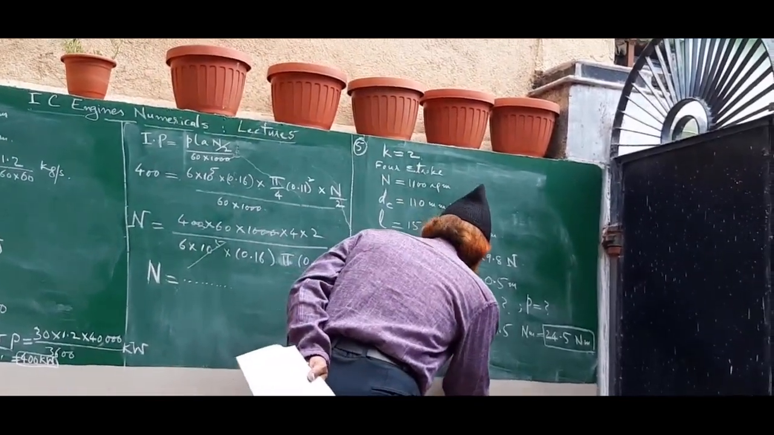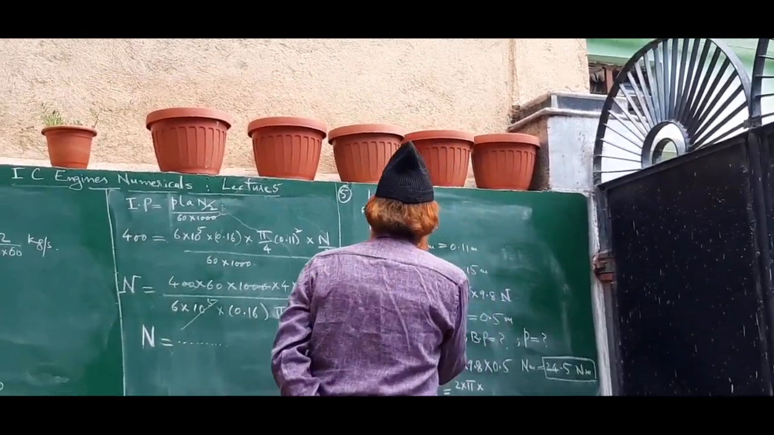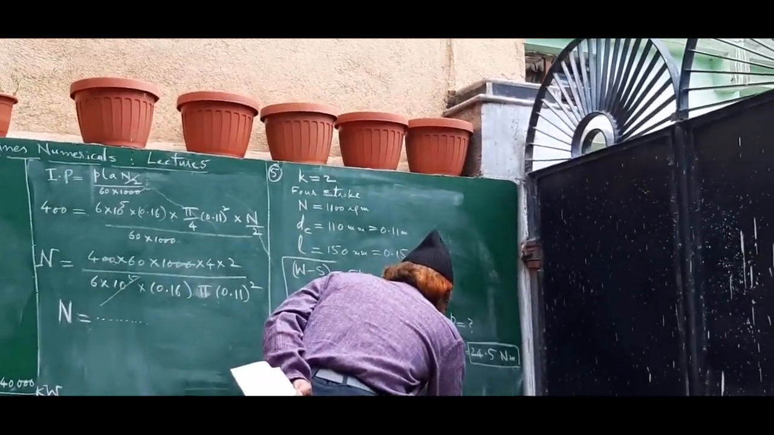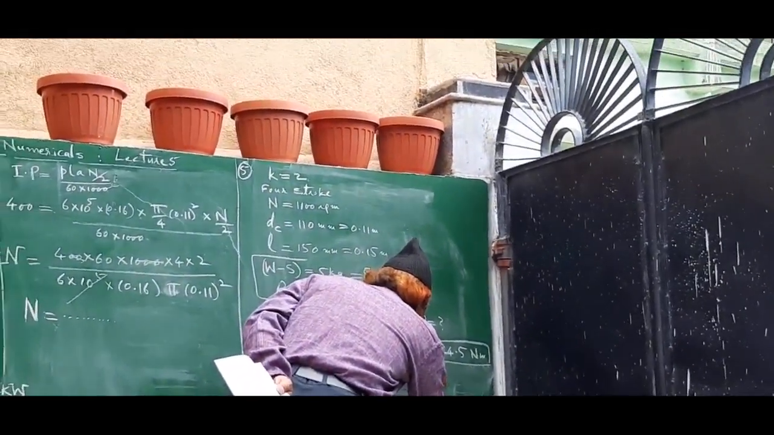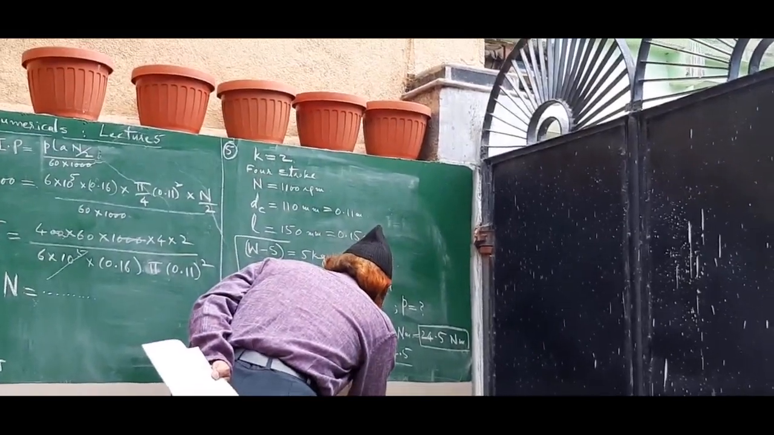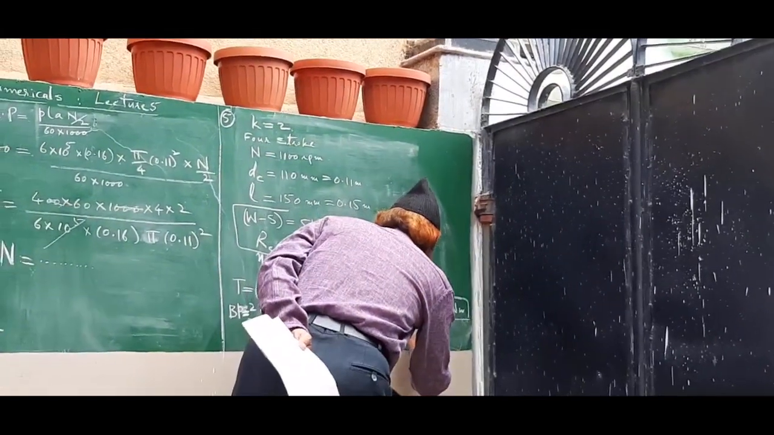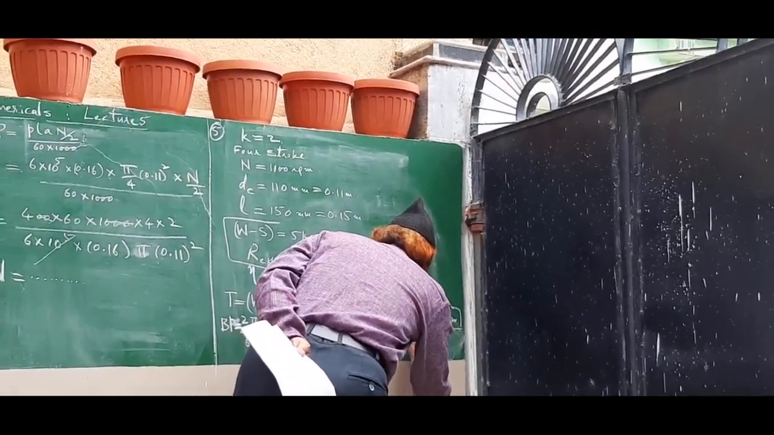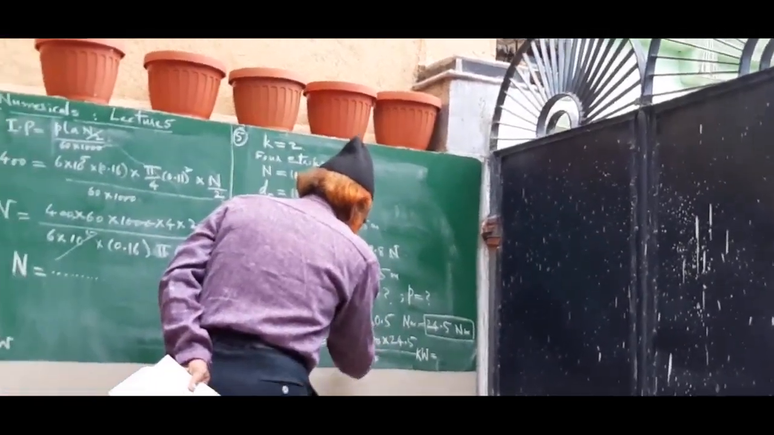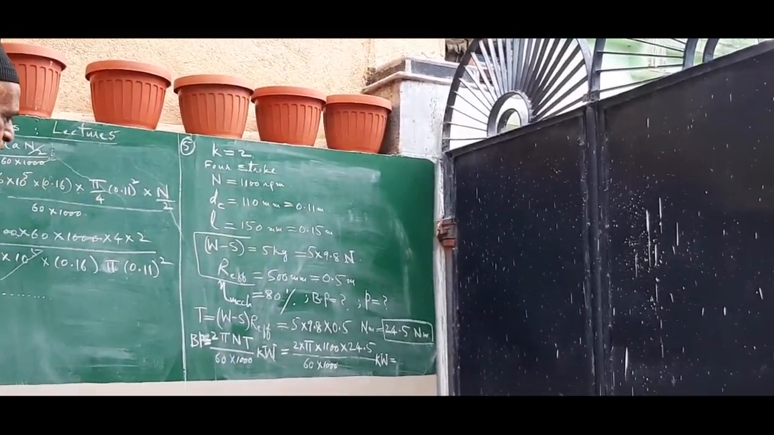Therefore, this we can write 2 into pi into RPM, which is given as 1100, into torque we got 24.5, divided by 60 into 1000 kilowatt. Right? Therefore, these many kilowatt you will be getting as the answer. How much? 2 point some kilowatt. How much you got?